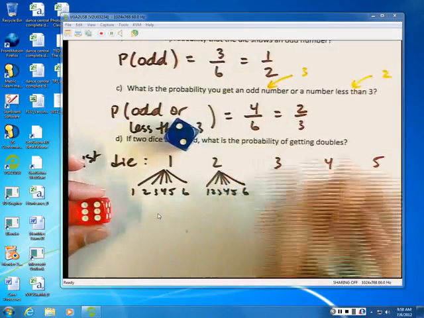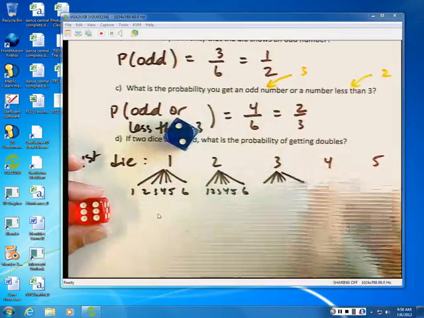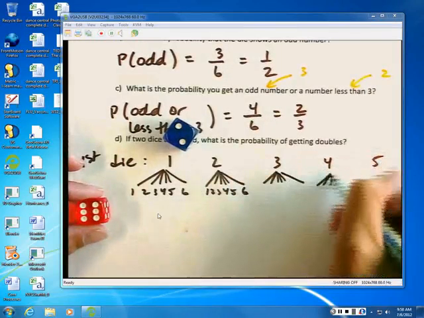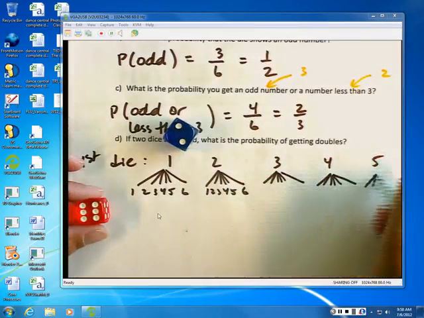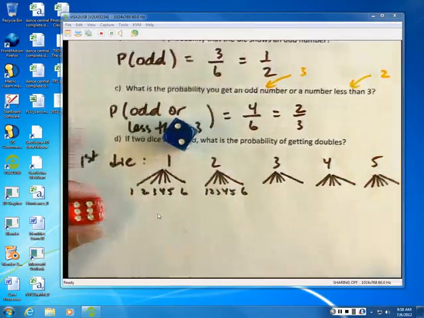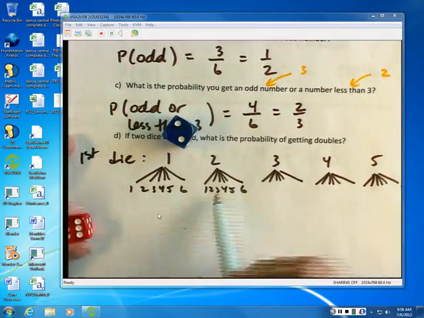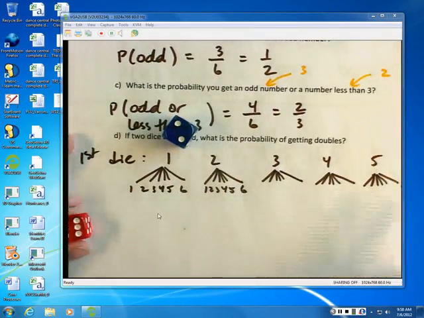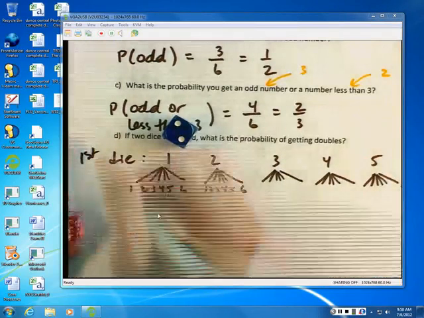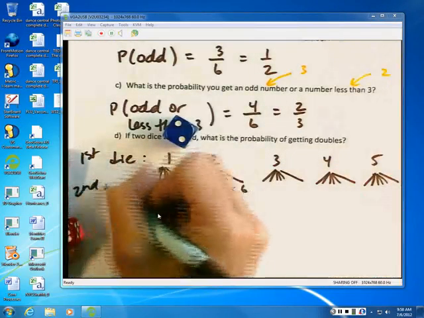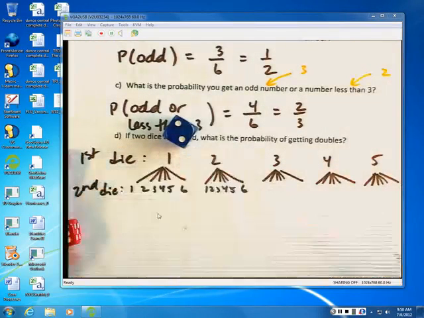I'm not going to do all those. 1, 2, 3, 4, 5, 6 could follow a 3. 1, 2, 3, 4, 5, 6 goes with the 4. 1, 2, 3, 4, 5, 6 with the 5. 1, 2, 3, 4, 5, 6 with the 6. Okay, you get the idea? So we end up with 6, 6, 6, 6, 6, 6. We get 6 times. So that second die ends up multiplying my possibilities.